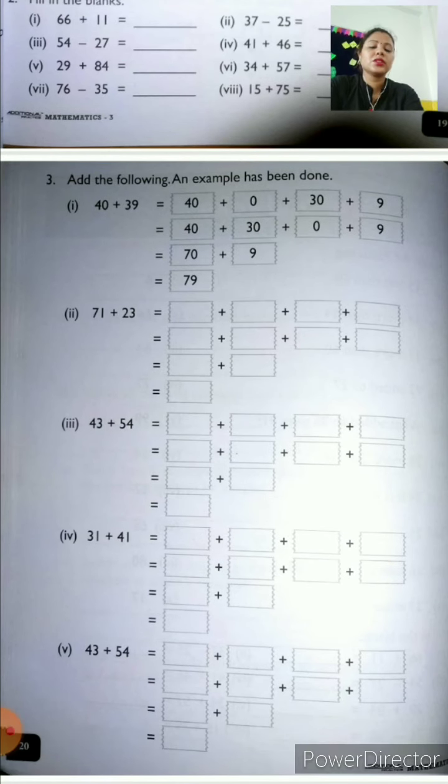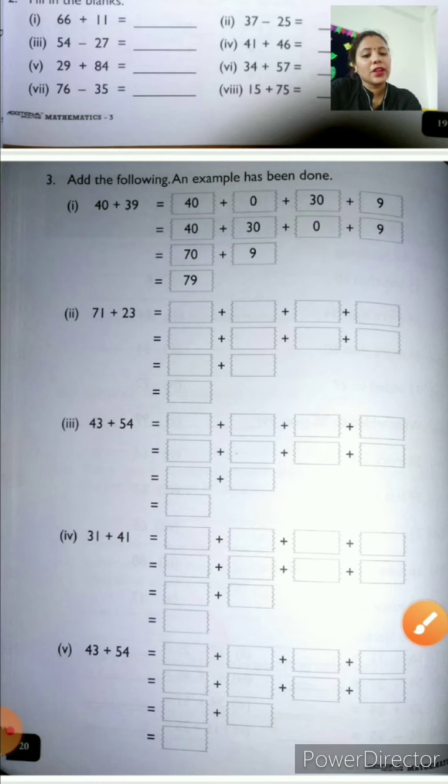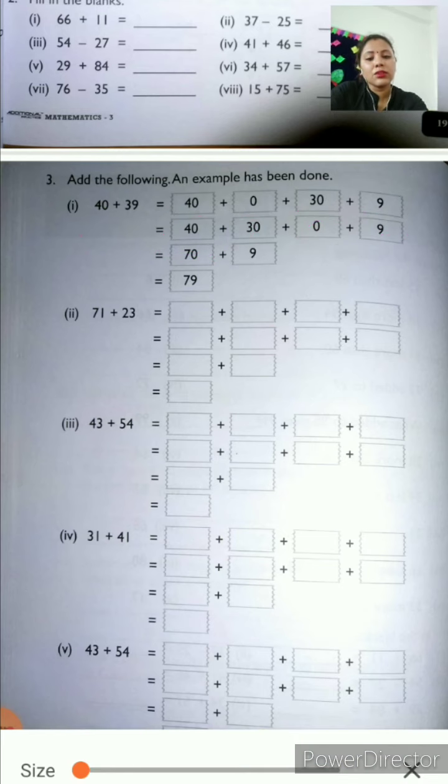Same questions you have in your NCERT book also, and it's previously done also. So just check how we will add 40 plus 39. Another method is just split it, expand all the numbers. So 40 is 40 plus 0, 39 is 30 plus 9. Now add 40 and 30 and 0 and 9. So 40 and 30 is 70 and 0 and 9 is 9. So it becomes 79. Similarly, you have to do another questions also.